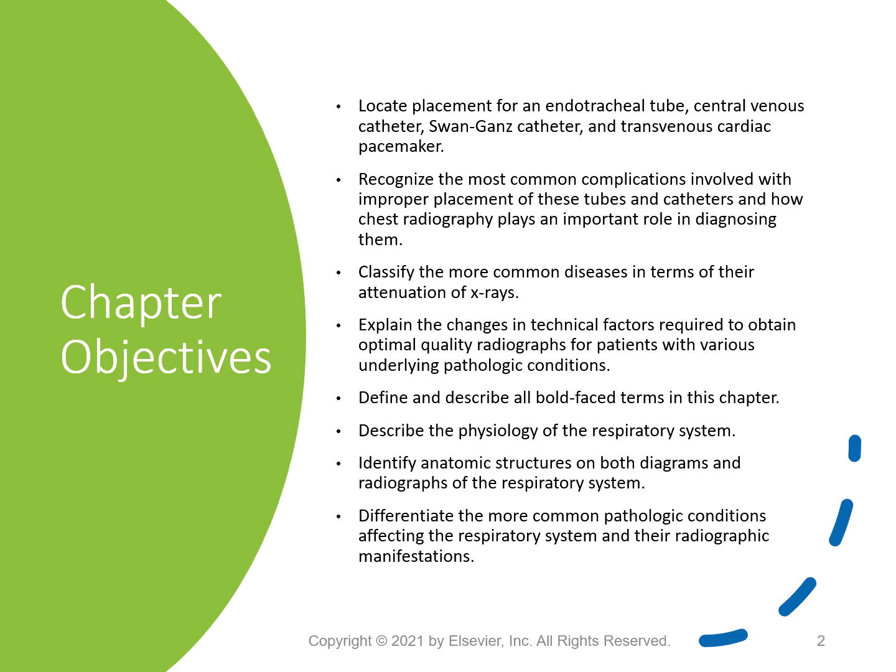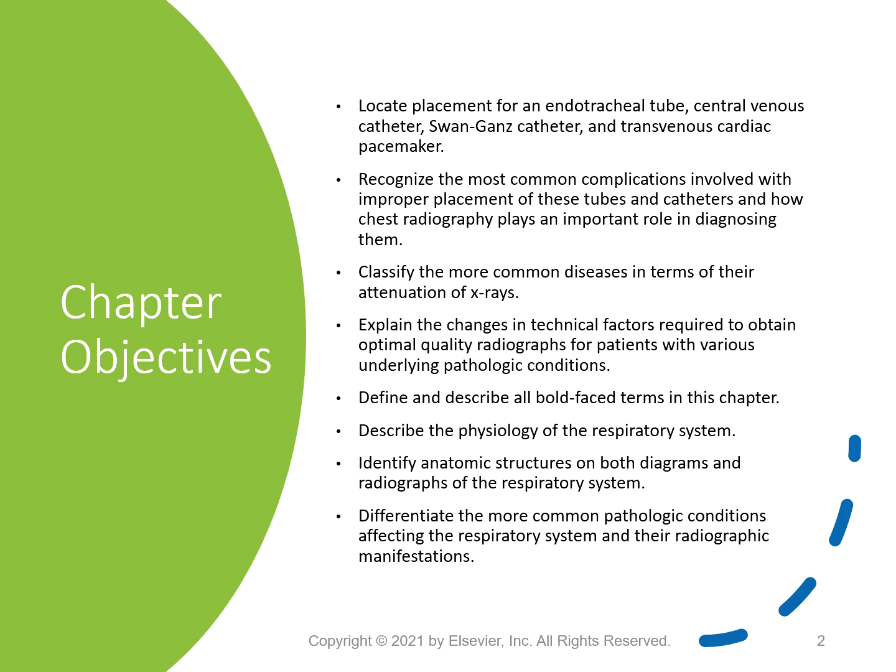Our chapter objectives are to locate the placement of our different chest tubes and catheters. So we're going to be identifying where we can find the endotracheal tube, central venous catheter, Swan-Ganz catheter, and transvenous cardiac pacemaker. We're going to recognize the most common complications involved with improper placement of any of those objects.